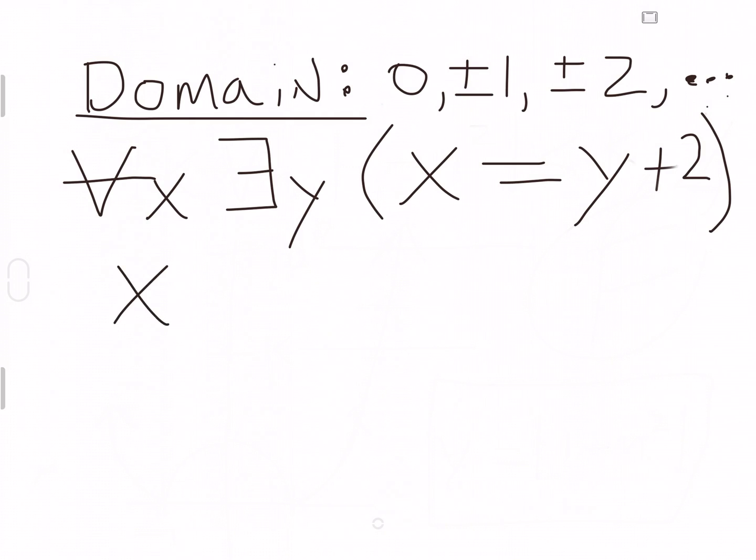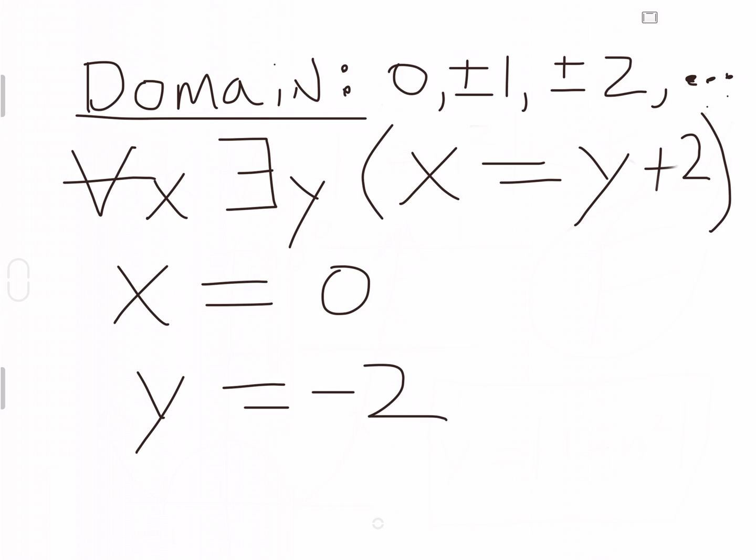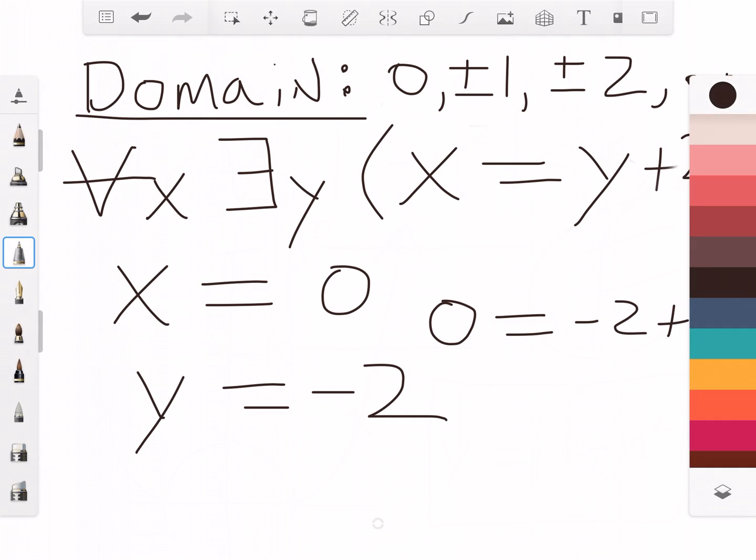Let's start with x equals 0. Now, if x equals 0, what's a y? Does there exist some y that you can add to 2 and get 0 back? Sure. y equals negative 2. Let's think about that. What I'm saying here is that 0 is equal to negative 2 plus 2. So yeah, that works there.